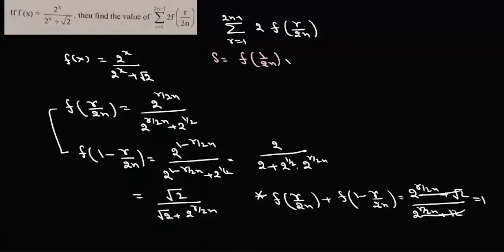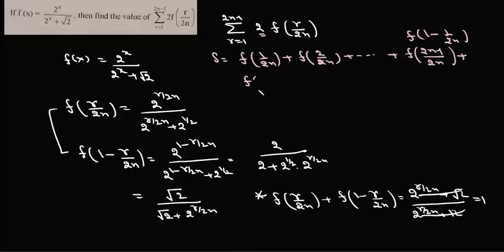Now if we look at this series, it will be f(1 by 2n) plus f(2 by 2n) up to f(2n minus 1 by 2n), and this is basically f(1 minus 1 upon 2n). And then we have this 2 here, so what we'll do is we'll write the series again, but now we'll reverse it. So we'll write f(1 minus 1 upon 2n), next one will be f(1 minus 2 upon 2n), and in the end we'll have f(1 upon 2n).